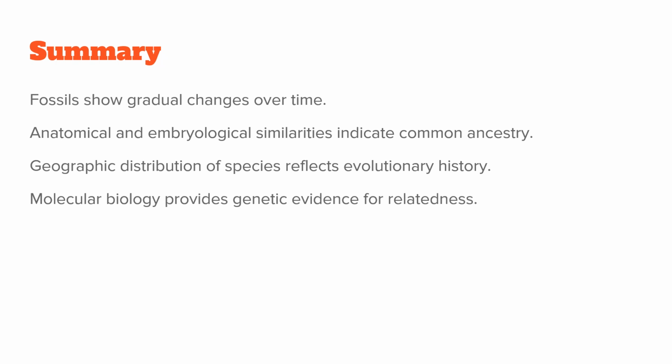Fossils reveal gradual changes. Anatomical and embryological similarities point to shared ancestry. Biogeography explains species distributions based on continental history. And molecular biology shows genetic evidence for relatedness. Together, these lines of evidence give us a powerful, consistent picture of evolution as the unifying theory of biology.